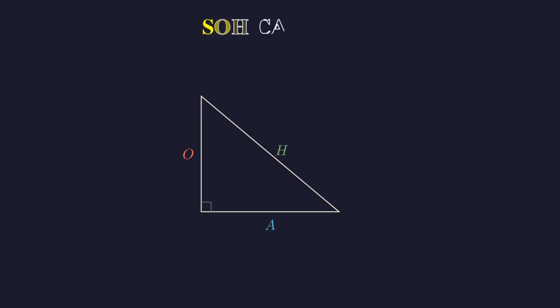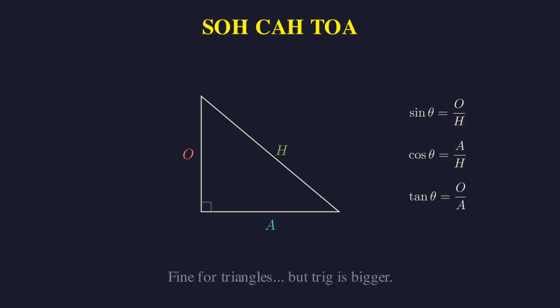This is how you were taught trig, SOH CAH TOA. Sine is opposite over hypotenuse, cosine is adjacent over hypotenuse, tangent is opposite over adjacent. Fine for triangles, but trig is bigger than triangles.